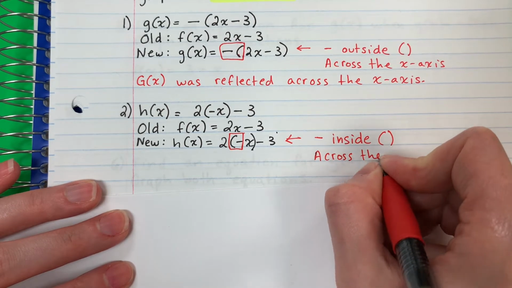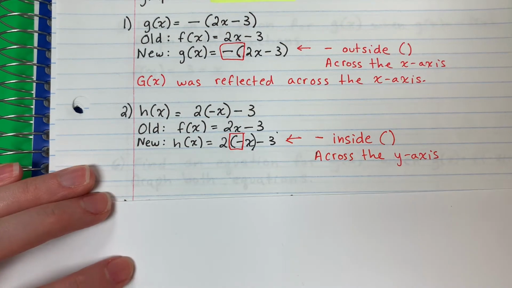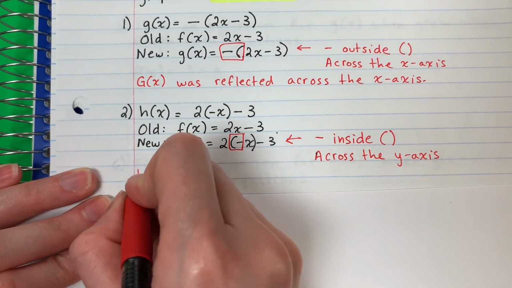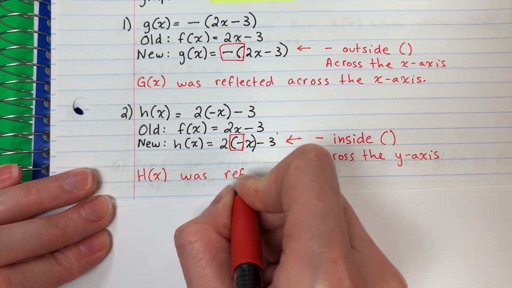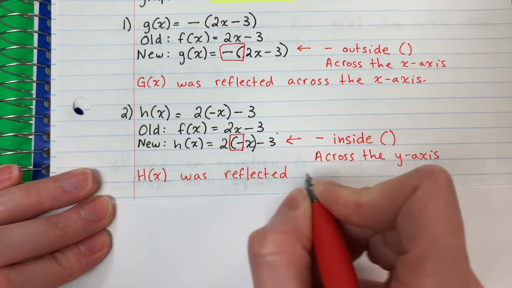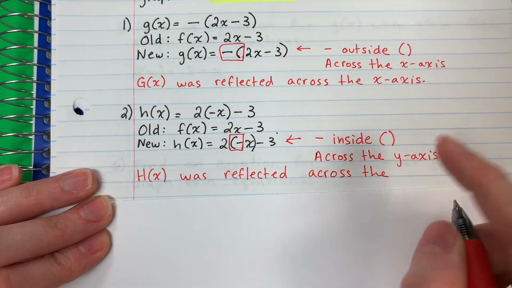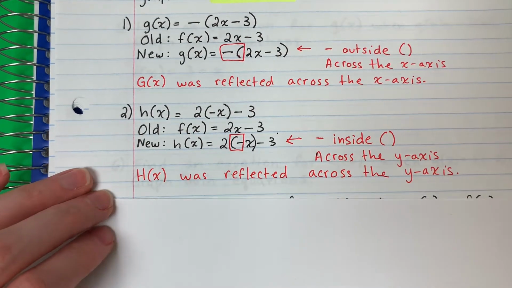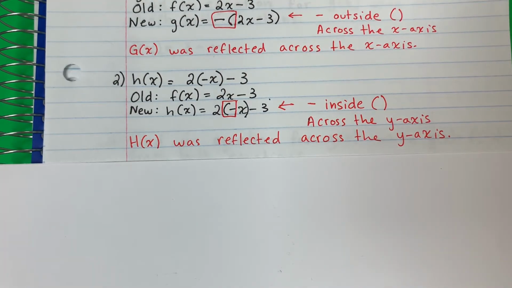So let's go ahead and write a sentence. This is h of x. h of x was reflected across the y-axis. So let's go ahead and do this again. Get your graph.